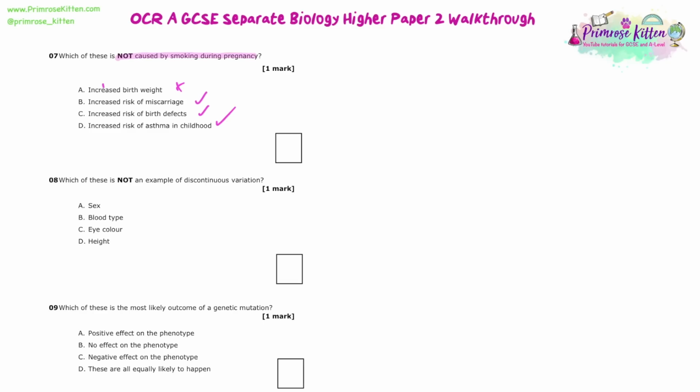Increased risk of miscarriage, yes. Increased risk of birth defects, yes. Increased risk of asthma, yes. Not increased birth weight, decreased birth weight. Smoking during pregnancy causes small babies. So it's A that is wrong.